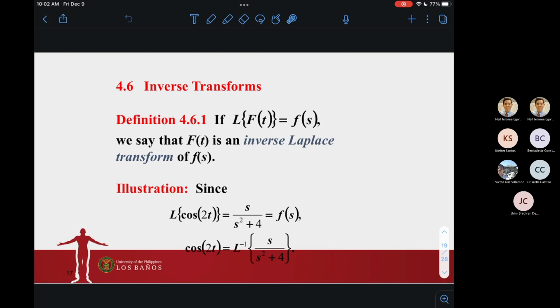Tapos Wednesday next week magkikita-kita pa rin tayo to discuss section 4.7, and probably I can introduce another section which is very helpful, how to use Laplace transforms in solving systems of ODEs. Kasi yun yung parang kulang sa atin ngayon. Hindi tayo nakapag-discuss ng systems of ODEs, which is very important whenever dealing with some real-world problems, all right?